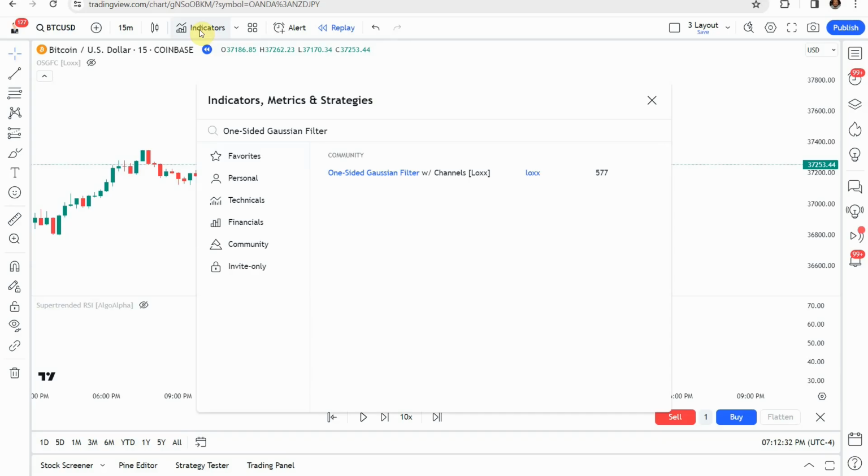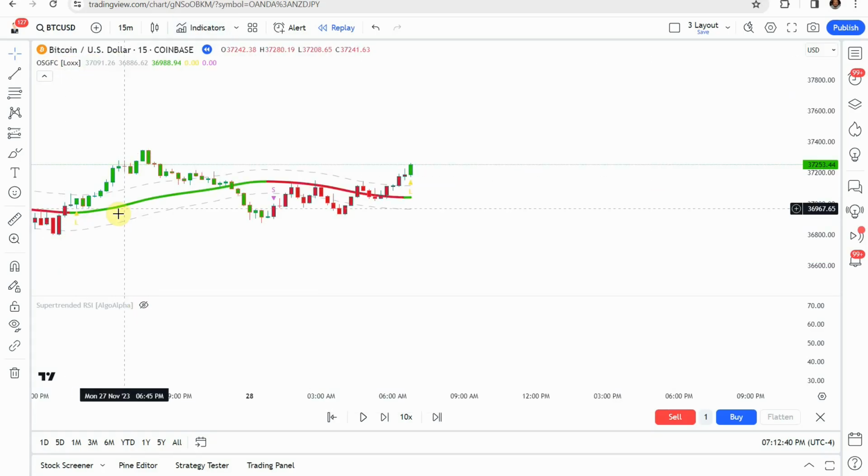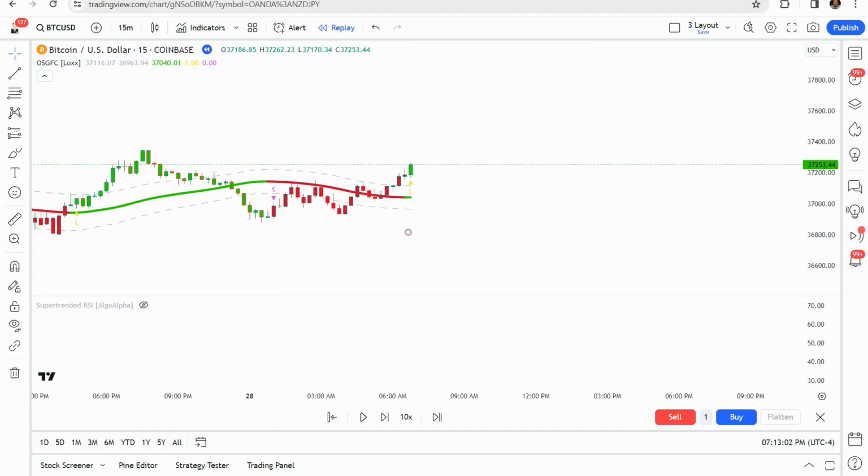The first indicator we will add to the screen is going to be the one-sided Gaussian filter, this one right here. You'll add that to the screen and it will look like this. Jump into the settings, and under the Gaussian level depth, change that to 30. Under the extra smoothing, change that to 15. The ATR, change that to 21, and the ATR multiplier, change that to 1. Go ahead and click OK.